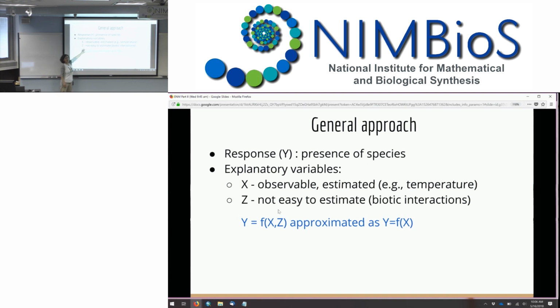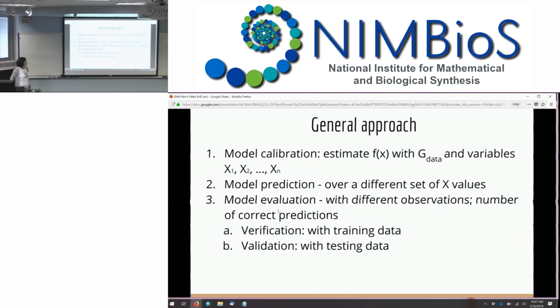So think about having a surface, a raster, a map of biotic interactions. That's quite difficult to obtain, right? Because biotic interactions are problematic to quantify over long periods of time and large extents at fine spatial resolution, what we do is approximate that response, the presence of species, or presence absence, as a function of the environmental variables that we can observe and estimate or quantify.